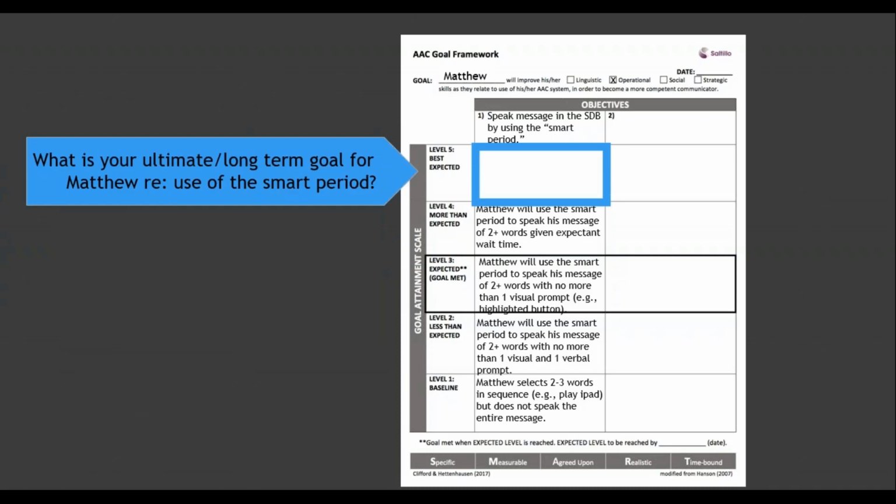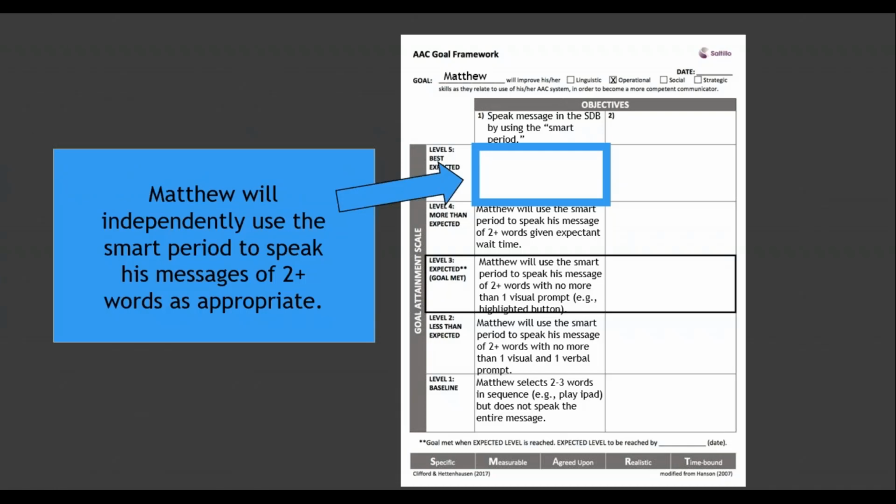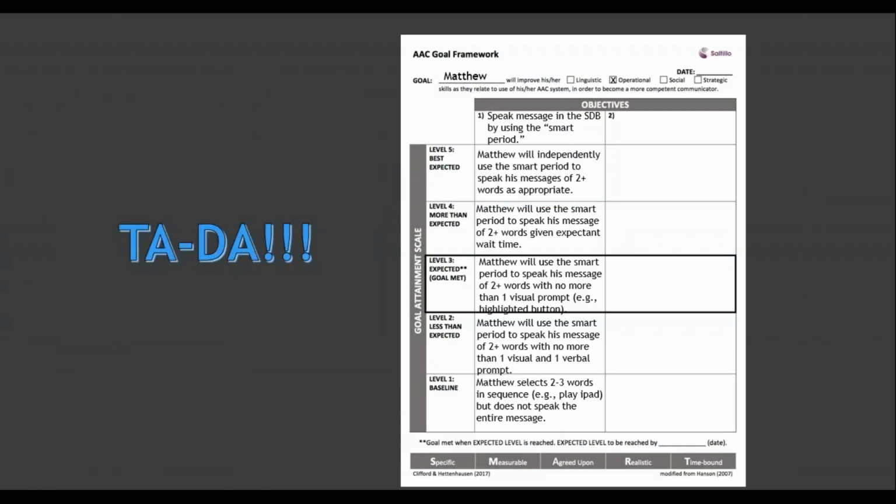And then we go to level 5. What is your ultimate long-term goal for Matthew regarding use of the SMART period? Here we would say that Matthew will independently use the SMART period to speak his message of 2 or more words as appropriate. And there you go. You have your first objective ready to go for Matthew.